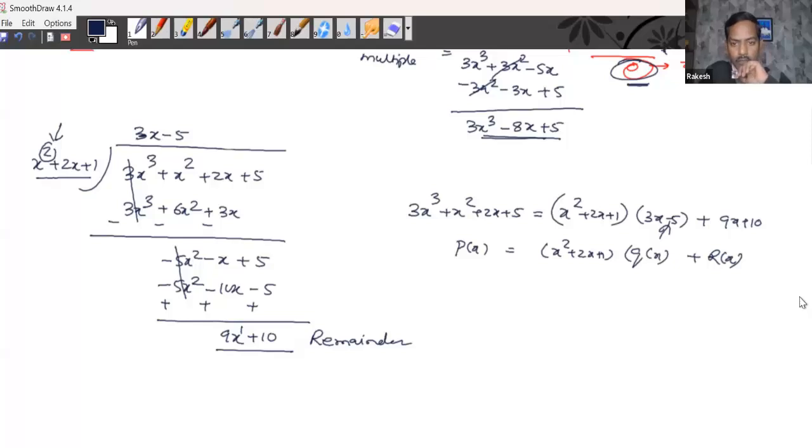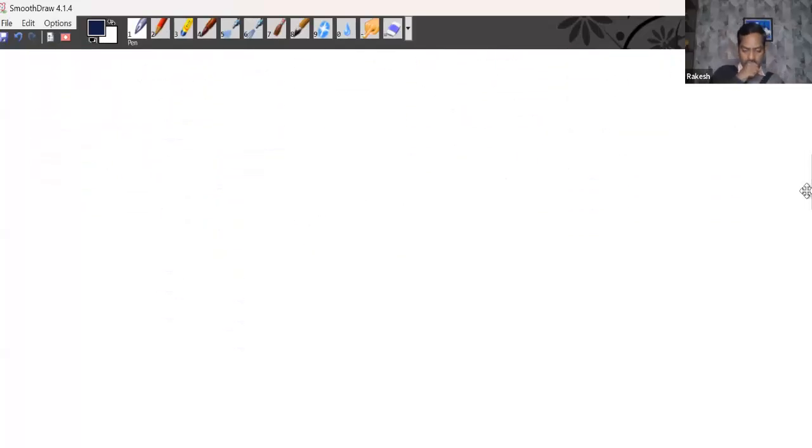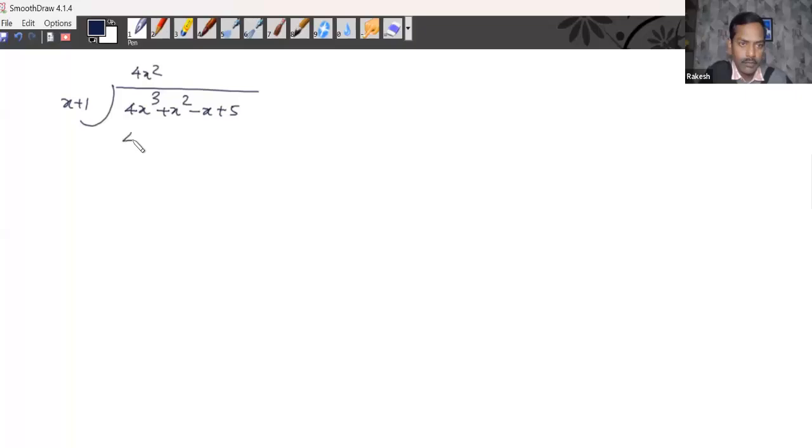Now let me change the example, then we'll proceed. I'm taking an example wherein 4x cube plus x square minus x plus 5 is divided by x plus 1. Let us do that once again. So here it would be 4x cube, x is multiplied, now 1 is multiplied, so here it would be 4x square. This will be minus, this will be minus. So this will get cancelled and I'll be getting minus 3x square minus x minus 5.